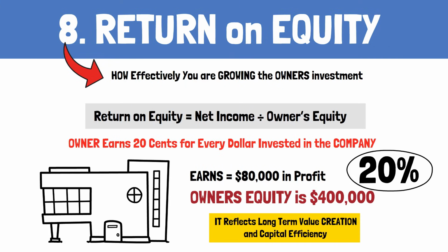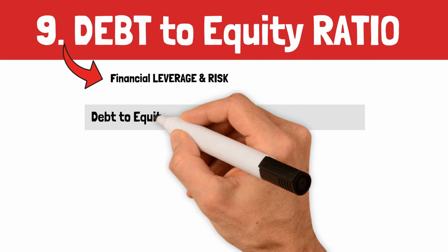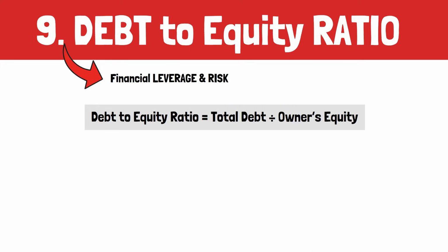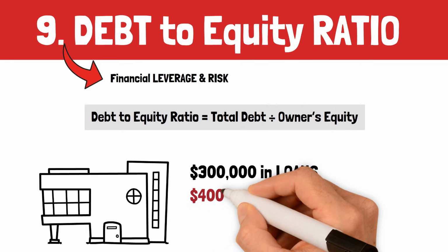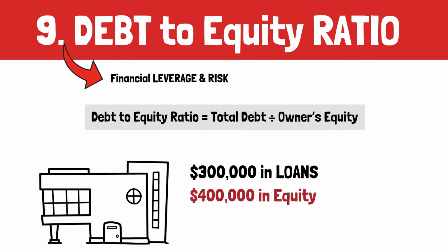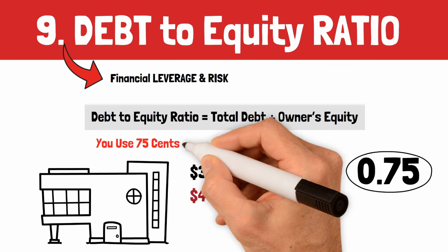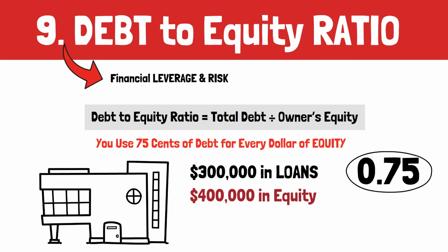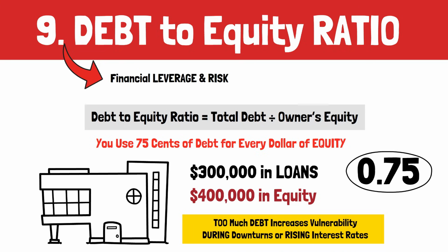Number 9. Debt-to-equity ratio. The debt-to-equity ratio measures financial leverage and risk. The formula is total debt divided by owner's equity. Suppose your business has $300,000 in loans and $400,000 in equity. Divide $300,000 by $400,000 and you get 0.75. That means you use 75 cents of debt for every dollar of equity. Moderate leverage can boost growth, but too much debt increases vulnerability during downturns or rising interest rates.